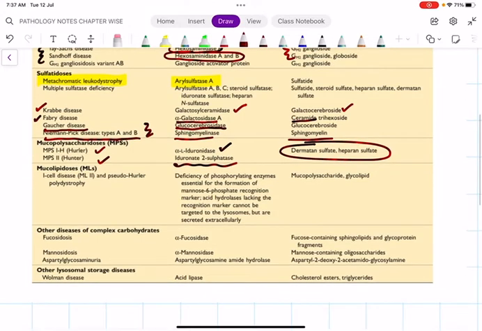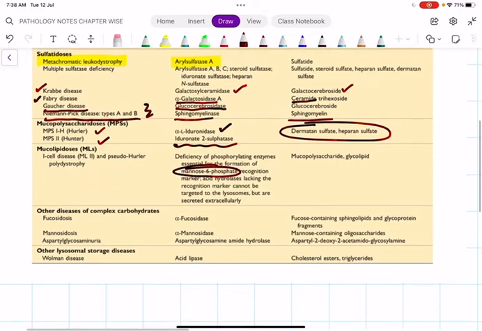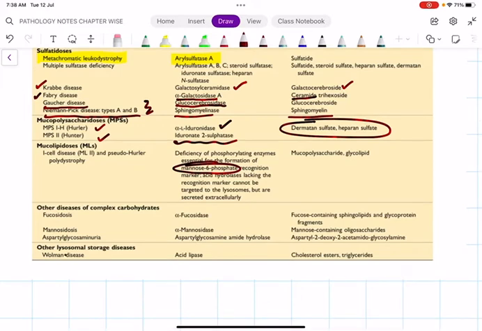Then we have I-cell disease or inclusion cell disease. This is because of a defect in mannose 6-phosphate. There will be a defect in lysosomal targeting. Then another most important thing is what we call Wolman's disease. In Wolman's disease, there will be cholesterol esters and triglycerides accumulation because the enzyme deficient is acid lipase.